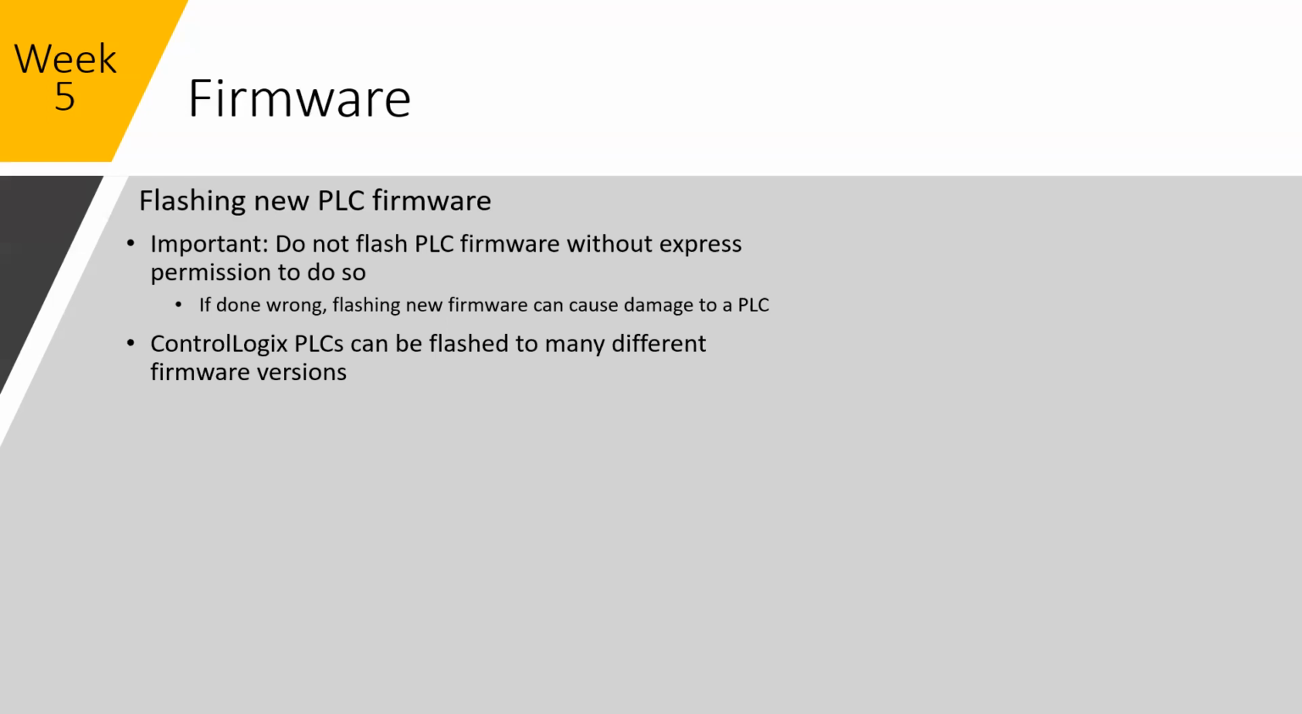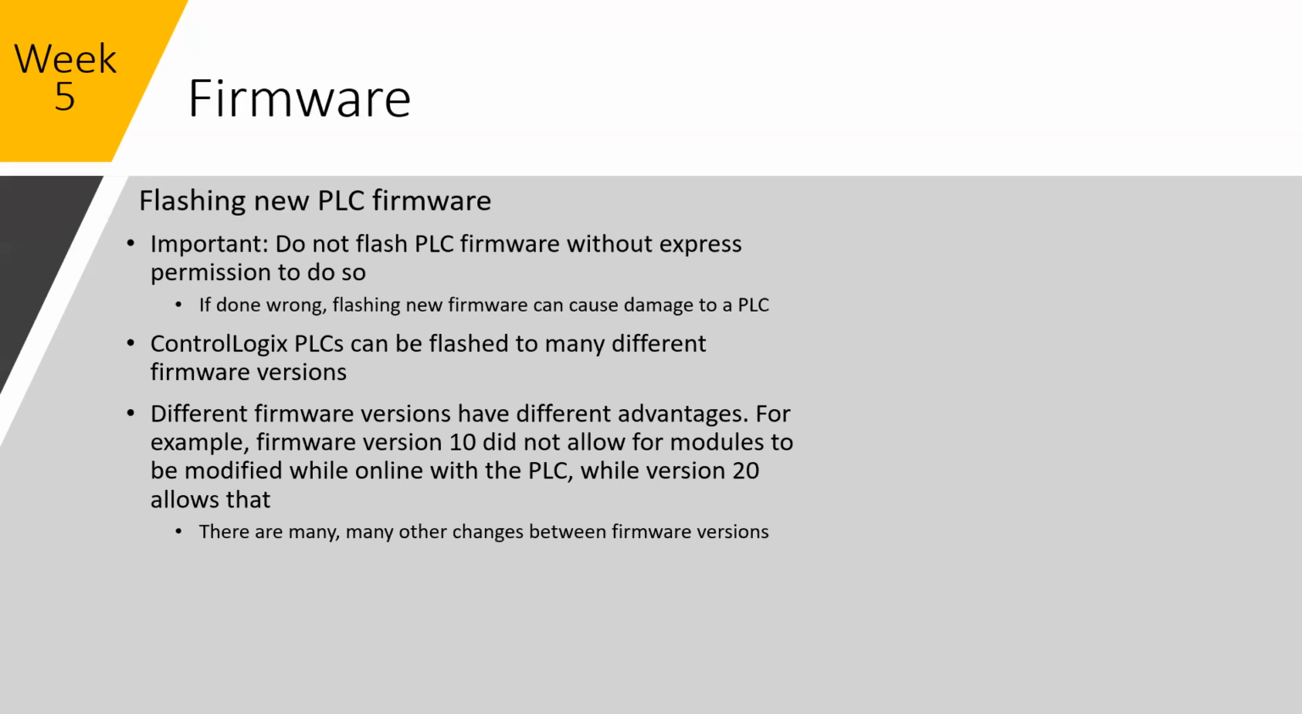So the ControlLogix PLCs can be flashed to many different firmwares, and different firmwares have different advantages. The older versions, so 10, didn't allow for specific online edits. If you've ever worked with the Logix 500 platform, you'll know that there's some edits in the code you can't do online. Same with 5000. As newer firmwares come out, they're allowing more and more things to be done online. You can change configurations of cards. You can edit UDTs. There's tons that you can do.